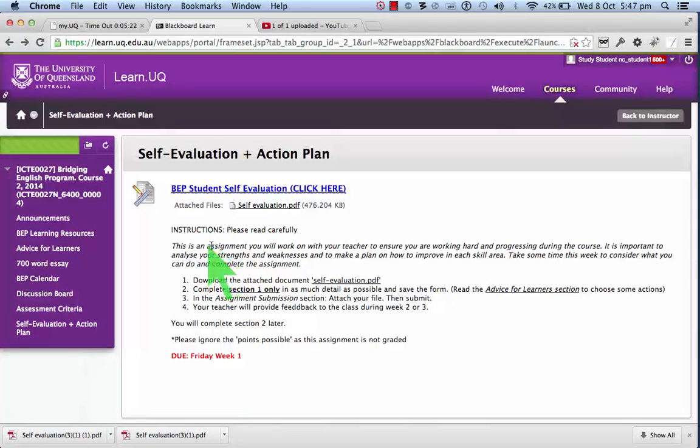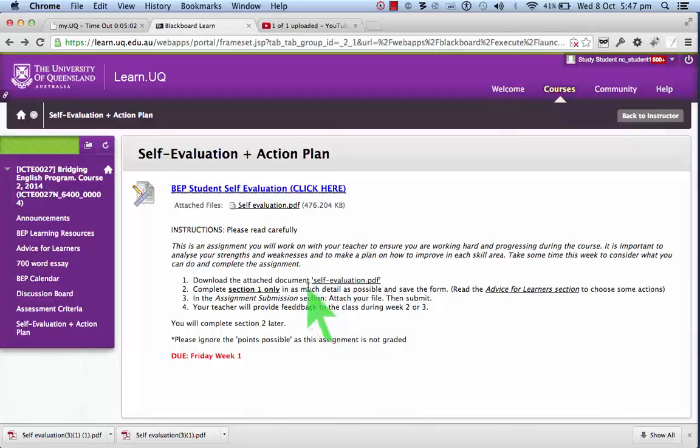Here are the instructions. This is an assignment you will work on with your teacher to ensure that you are working hard and progressing during the course. It's important to analyse your strengths and weaknesses and to make a plan on how to improve in each skill area. Take some time to consider what you can do and complete the assignment.